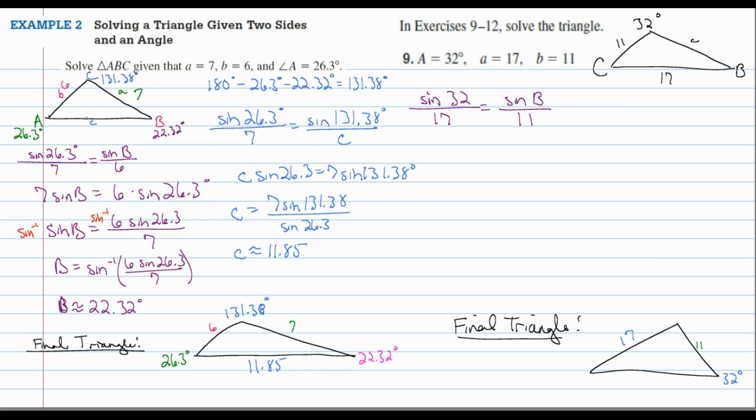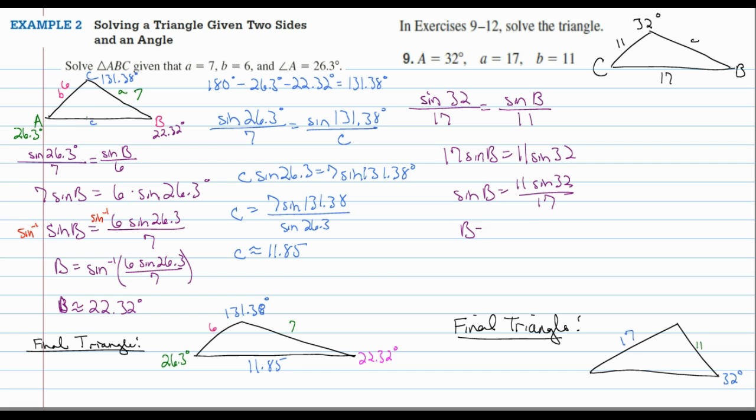Now, the Now Try problem, number 9, has the same exact setup. We're dealing with a triangle that has side-side angle. I'm telling you that there is only one possible triangle for this one. We're not going to worry about any complications just yet. I've already set up the sine of angle A divided by the length of side a equals the sine of B divided by 11. So I can cross multiply: 17 sine B equals 11 sine 32. So sine B equals 11 sine 32 over 17.